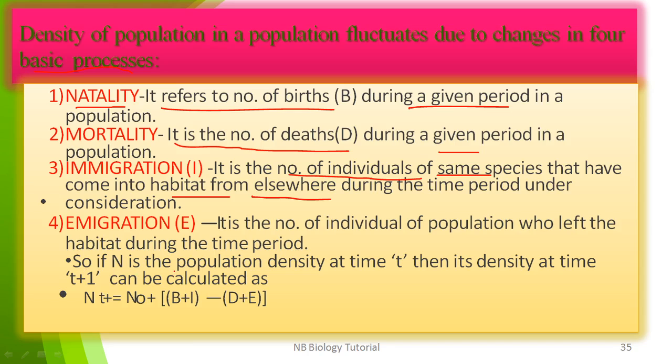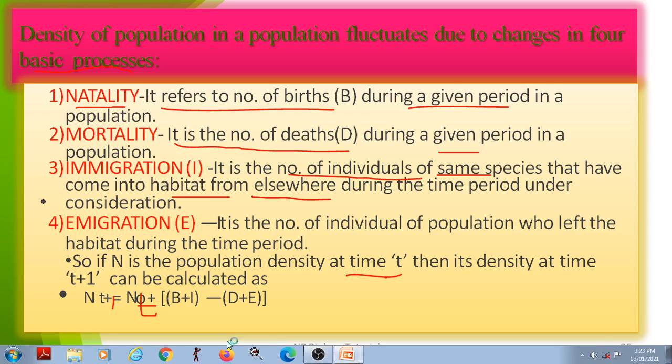So, if N is the population density at time t, then its density at time t plus 1 can be calculated as follows. Here there is some mistake; it is N t plus 1. N t plus 1 is equal to N t plus B plus I minus D plus E.